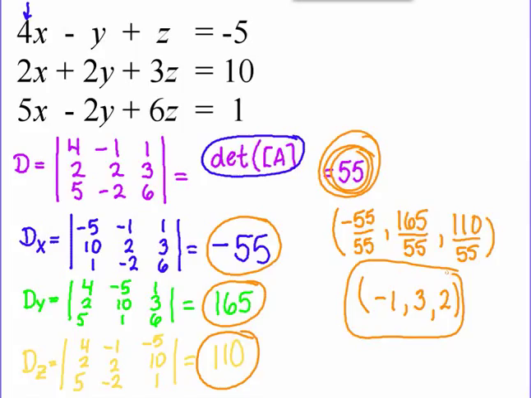Cramer's rule actually works fairly quick, especially if you have a graphing calculator. On your test, this is what you're going to have to do. You're going to have to find d, dx, dy, dz, and the solution. It's actually going to be 5 checks. Nice. I like more points.